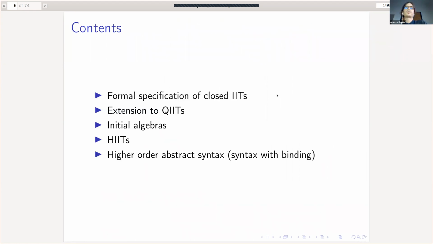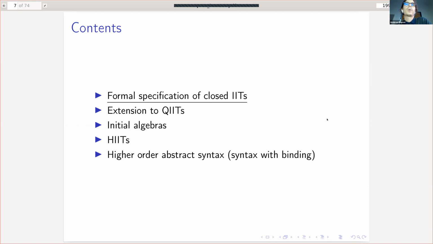So in this talk, this was the motivation. I will talk about the formal specification of closed IITs first, because that's a simple, interesting subset, simpler than QIITs. Then I extend this formal specification to QIITs in multiple steps. Then I will talk about what results we have for the existence of QIITs, and then talk a bit about HIITs and an extension of QIITs to syntax with binding.